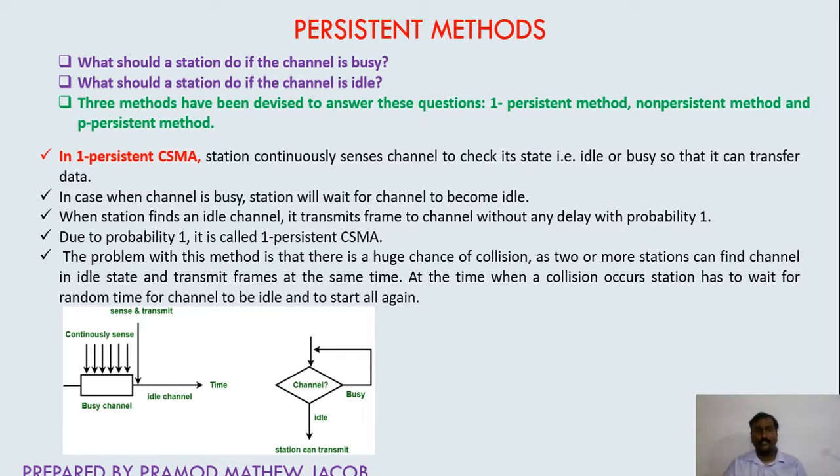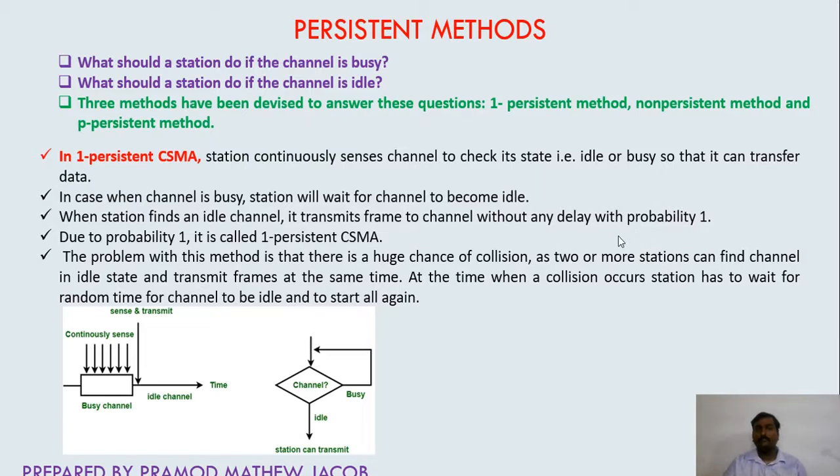In one-persistent CSMA, the station continuously senses the channel to check its state, that is, whether it is idle or busy, so that it can transfer the data. In case the channel is busy, the station will wait for the channel to become idle. When the station finds an idle channel, it transmits the frame to the channel without any delay with a probability of 1. Due to probability 1, it is called one-persistent CSMA.